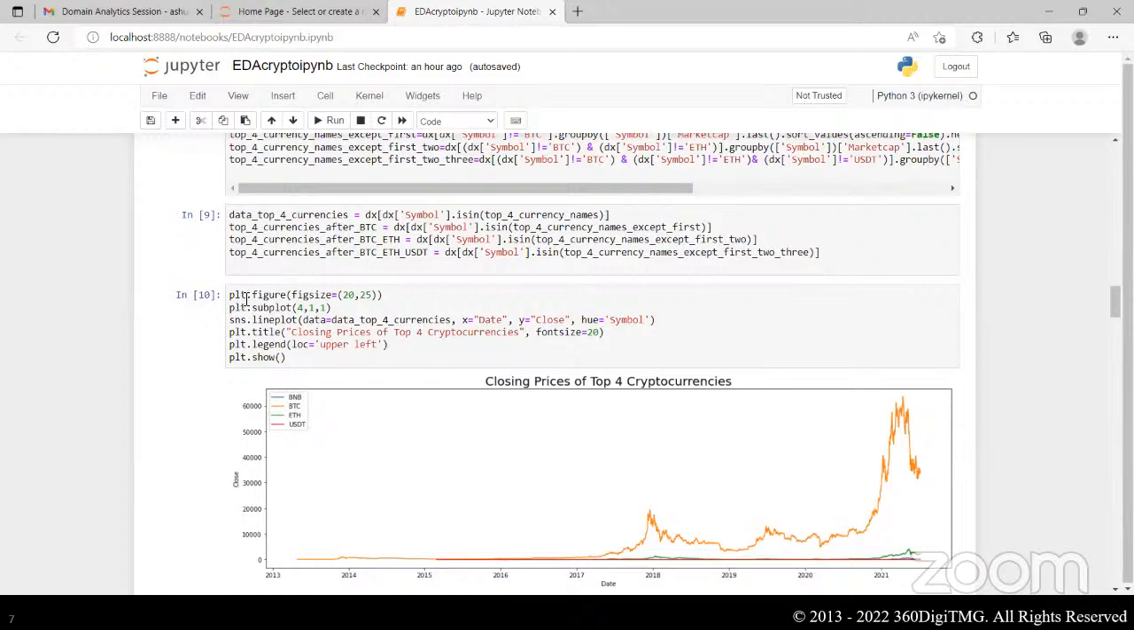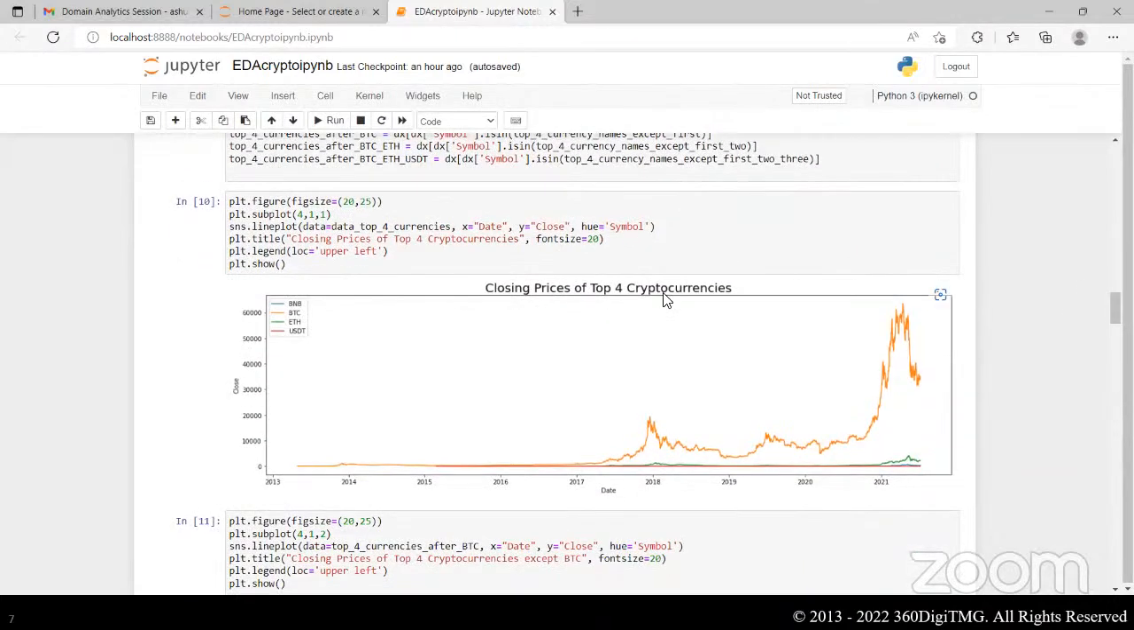I'm also doing your figure plotting over here, and I'm drawing a plot. The title of the plot is closing prices of the top four cryptocurrencies. What I'm doing over here is trying to find the closing price of my top four cryptocurrencies. And when you observe, the closing price of your Bitcoin is the highest compared to BNB, Ethereum, and USDT. You can't even see BNB over here.